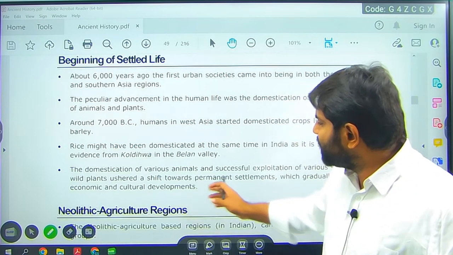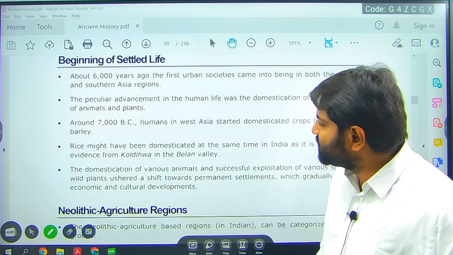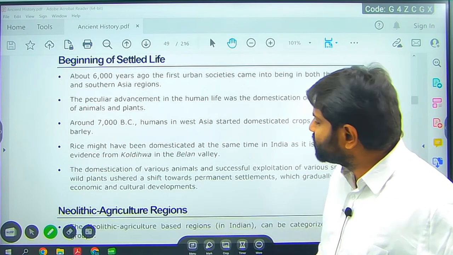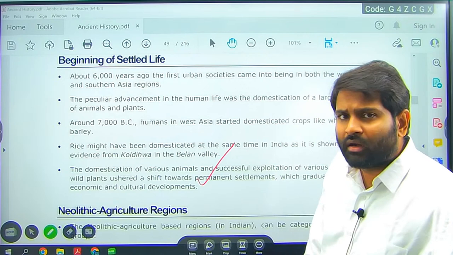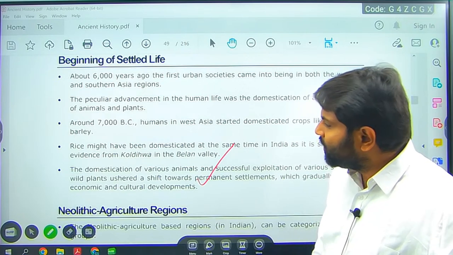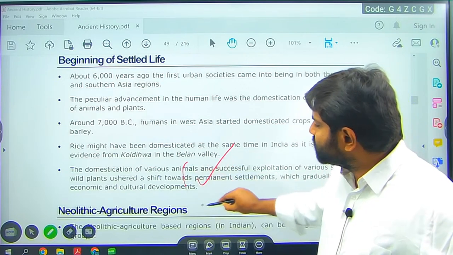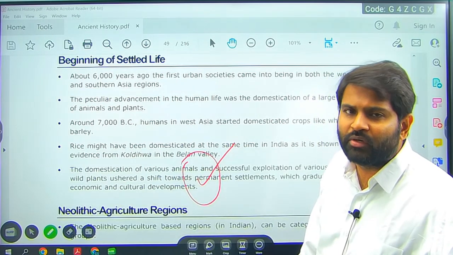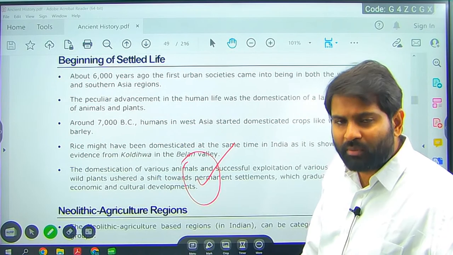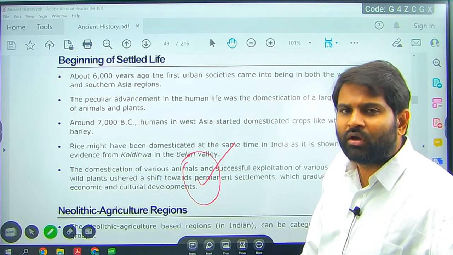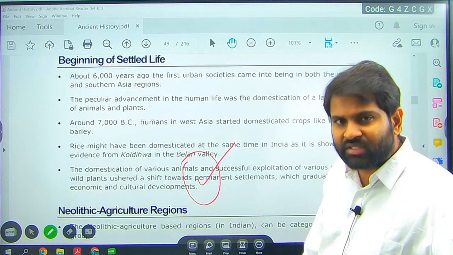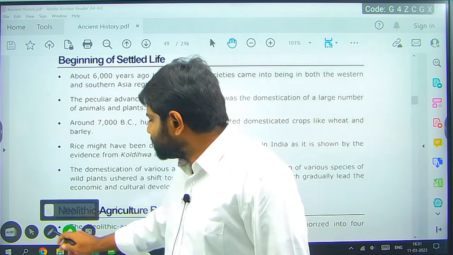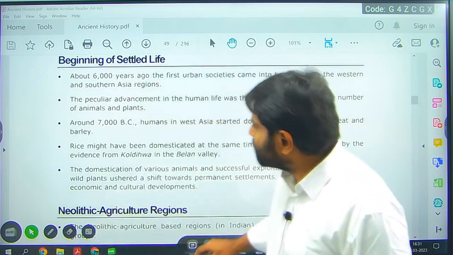The domestication of various animals and successful exploitation of various species of plants ushered in a shift towards permanent settlements, which gradually led to economic and cultural development. So from here, the story of culture, the story of economy comes into the picture. When a human being is settled, he starts thinking about buffers, let it be any resource. So when we talk about buffers, there is a culture which is coming around.